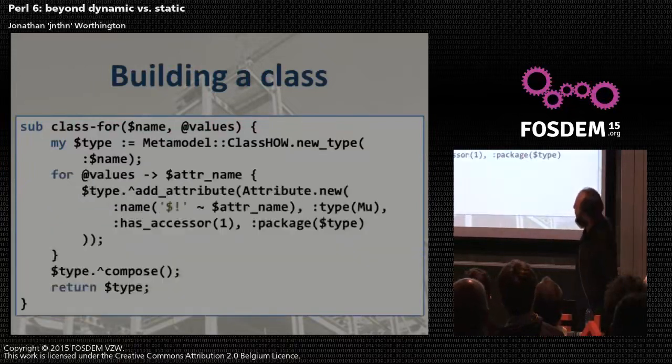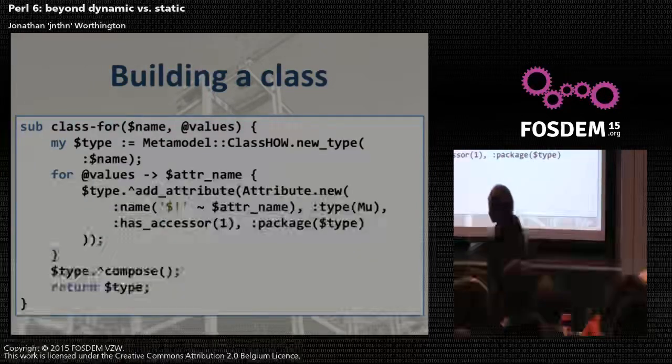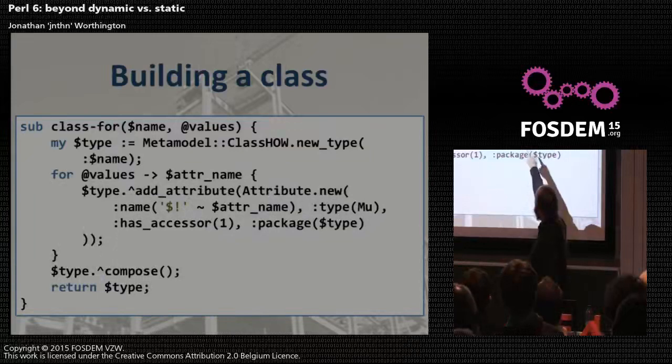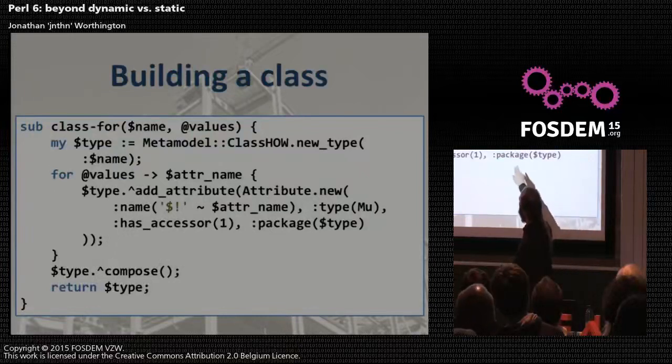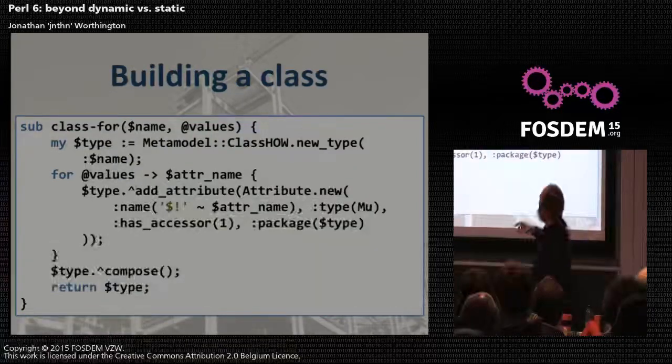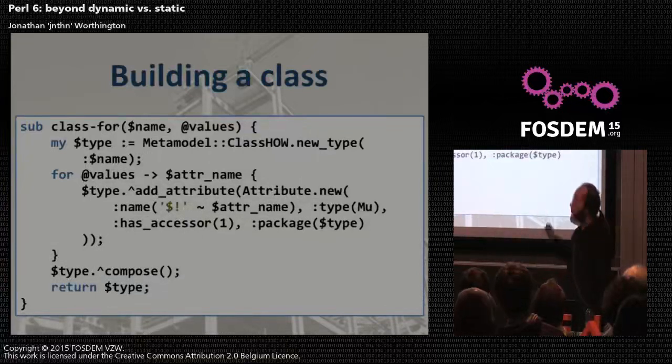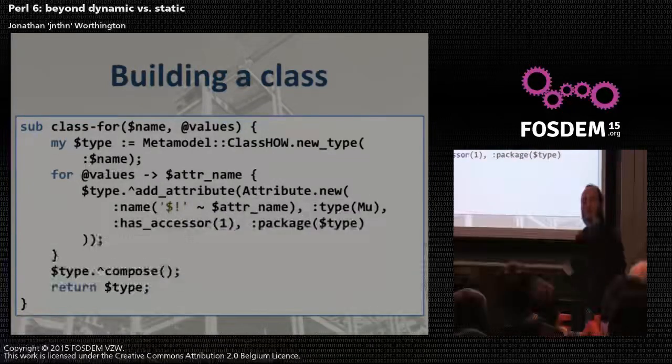And then we'll do a little loop over the things we want to have as attributes. We'll make a new attribute object, okay? We'll say it's a $!attribute name. We'll say that we don't care what type of value is stored in there. We'll say that it belongs on the package $type, okay? That is the class we're creating, and that we'd like it to have an accessor method generated. And that's all we have to do. Okay, and at the compose, it will actually generate all the accessor methods. So that's how we get a class.